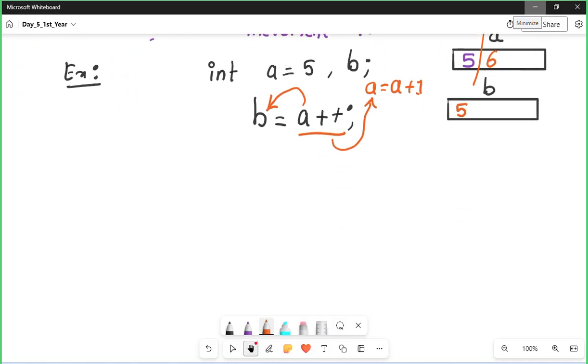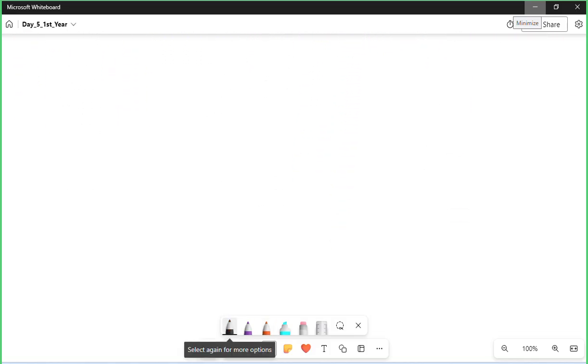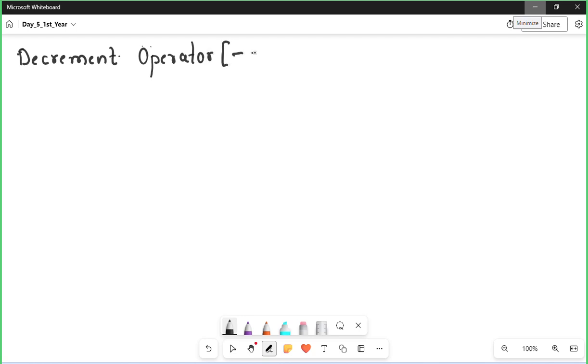Now, there is another topic called the decrement operator. So what is the decrement operator? It is represented by minus minus. It's exactly like increment, but instead of plus 1 we will do minus 1.